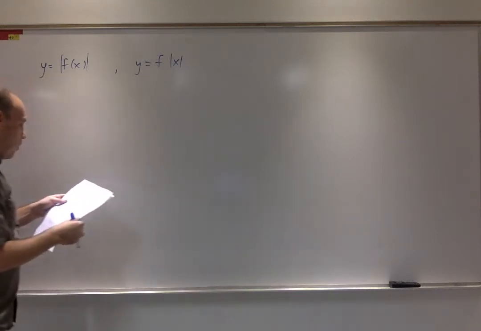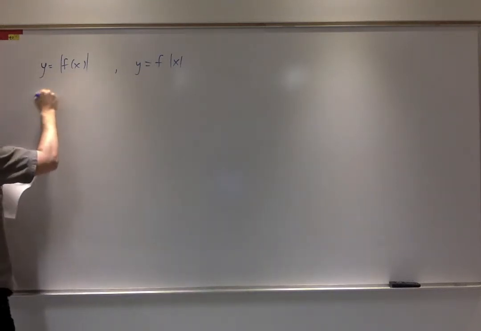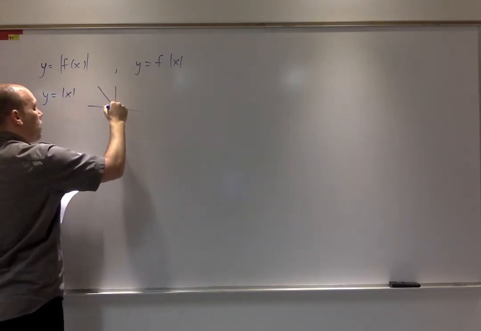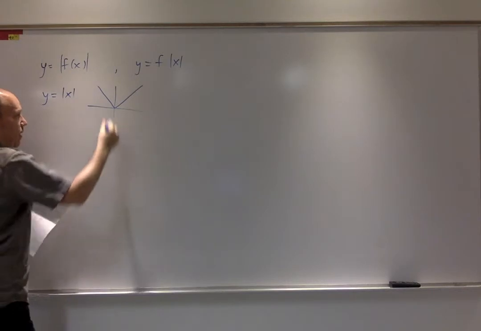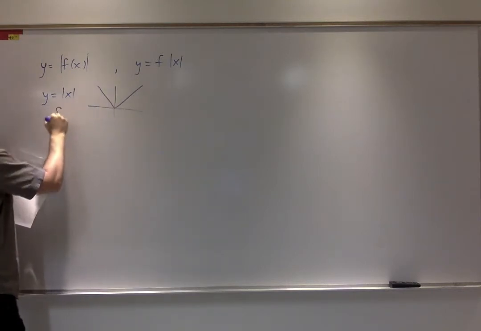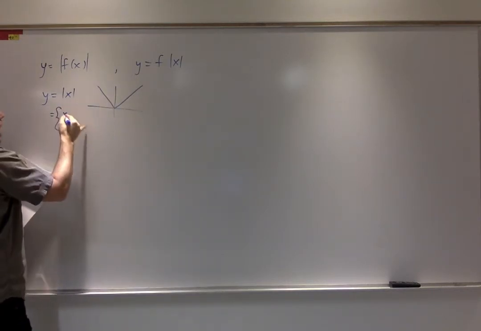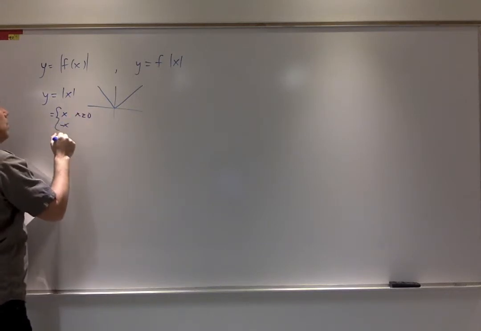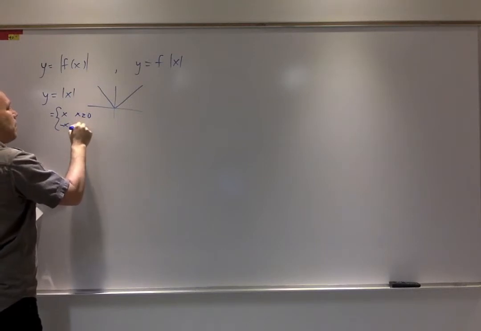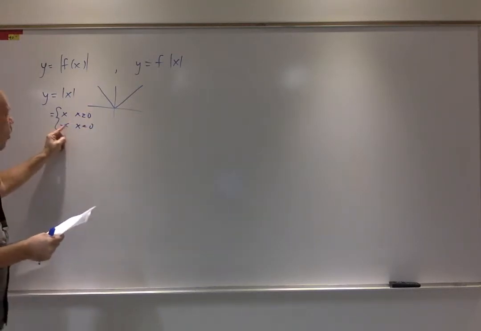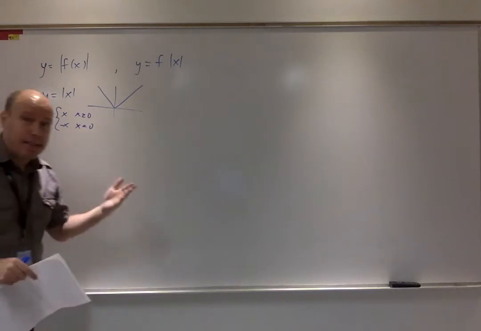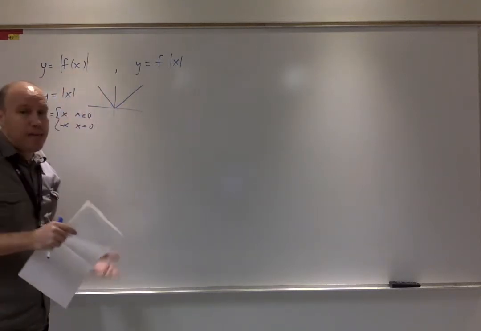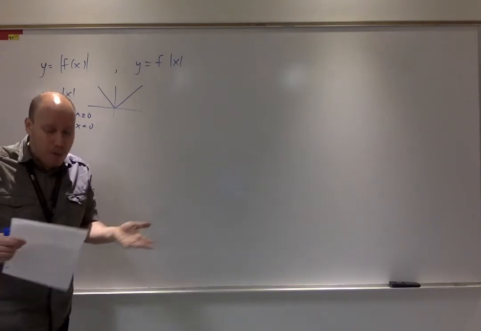First of all, let's start with the absolute value. We know the absolute value graph looks like this. It seems like a line, but we know it's kind of like a piecewise function. It's x when x is greater than or equal to 0, but it's negative x when x is less than 0, which means we negate all the negatives. You might say it looks like you took the negative part and flipped it over the x-axis. Well, that's exactly what's going on.